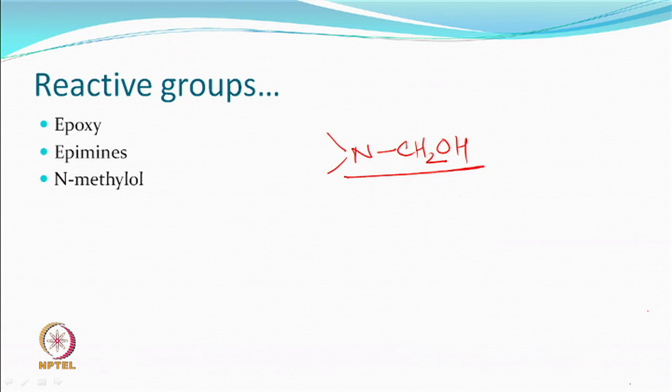So, this is the N-methylol group. You can attach it with any R and have two such groups, then they can also react with cellulose to make crosslinks.